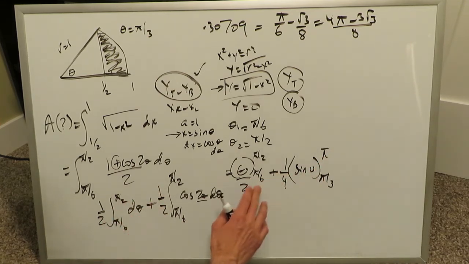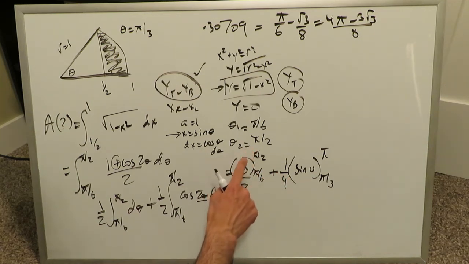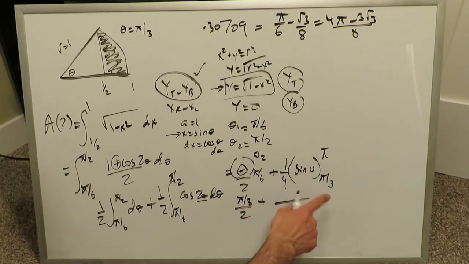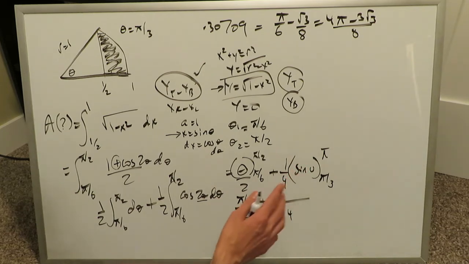Now you have to integrate, meaning direct integration procedures. You will do the upper limit minus the lower limit in place of theta. You do pi over 2 minus pi over 6, which is pi over 3. Here you get pi over 3 all over 2. Here let's bring the 4 down over here. You have sine of 180 minus sine of 60. Sine of 180 is 0.